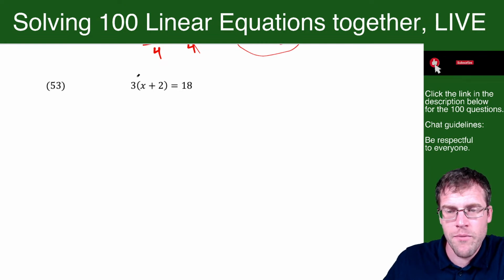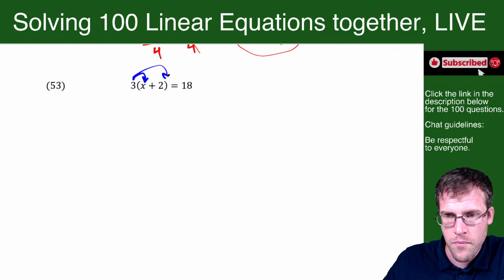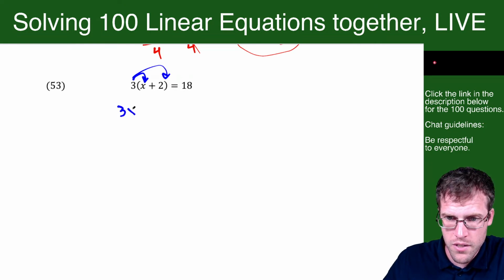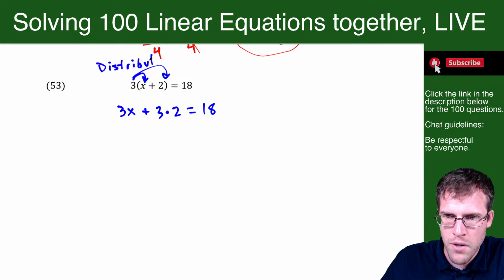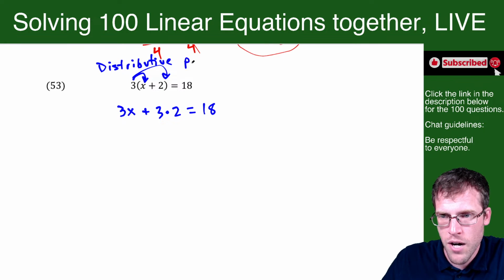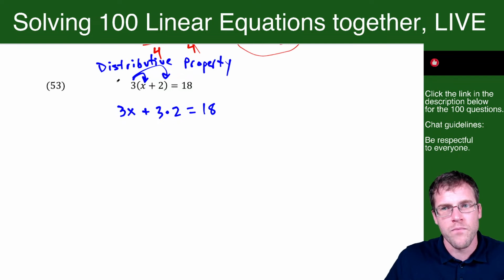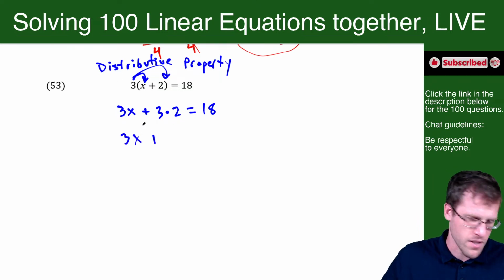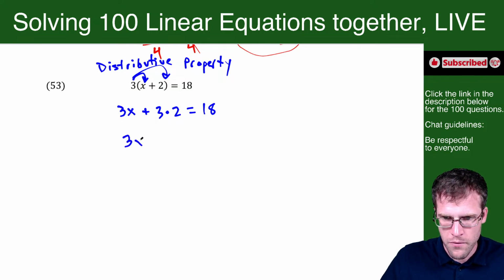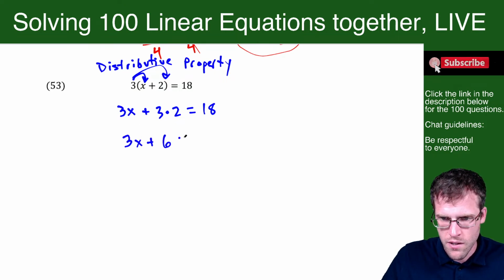So if we use the distributive property, we're doing 3 times x plus 3 times 2. Okay, so the long way is this is 3 times x plus 3 times 2 is equal to 18. All right, so that is the distributive property. You need to be awesome at this property when you're doing algebra, okay? Like there's no way around it. You have to be awesome at the distributive property. So this becomes 3x, let's make that a smidge neater. 3x plus 3 times 2 is 6 equals 18.